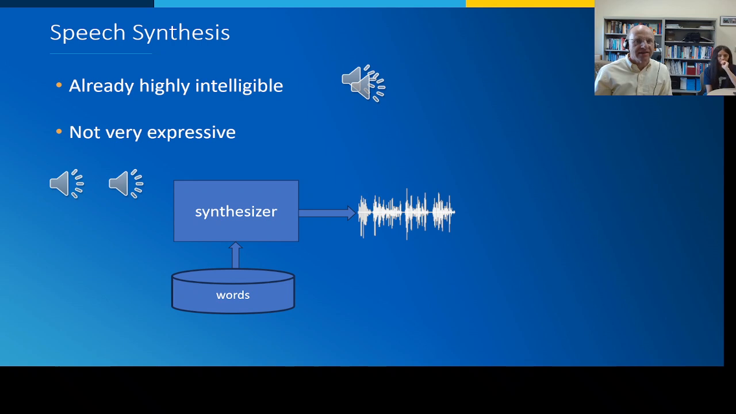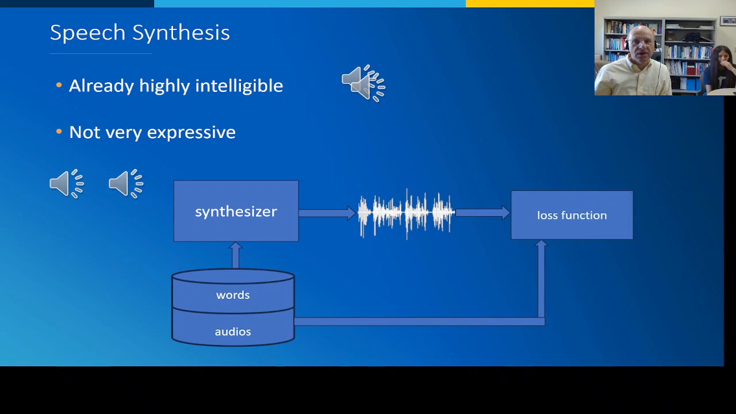Okay, something's lacking. A lot's lacking, right? One of the reasons for this is the way that synthesizers are built today. Synthesizers convert a sequence of words into a speech signal. Usually they are trained to minimize a certain distance. If in the training data you have a pairing of word sequences and speech signals, you can feed the words to the synthesizer, it produces some output, and then you can compare that to the actual audio produced by the human. If there's a perfect match, you're done.